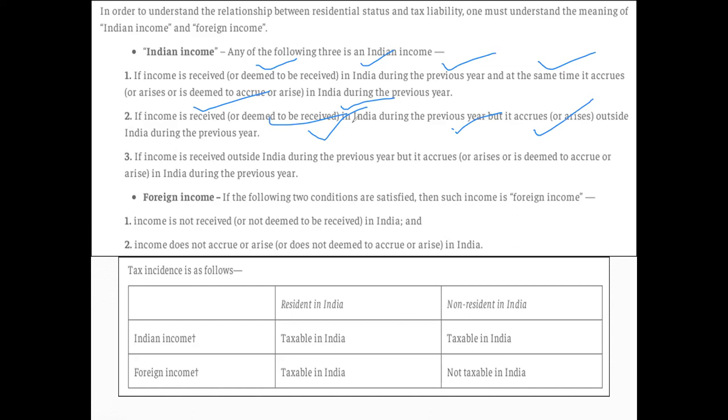You know, I don't see that, but I will get it in the income. It is received in India, but it accrued in Sri Lanka. Even then, it is Indian income. Then the third condition: if income is received outside India, but it accrued in India, meaning I worked in India, but I received the salary in America for working here. Even then, it is Indian income.